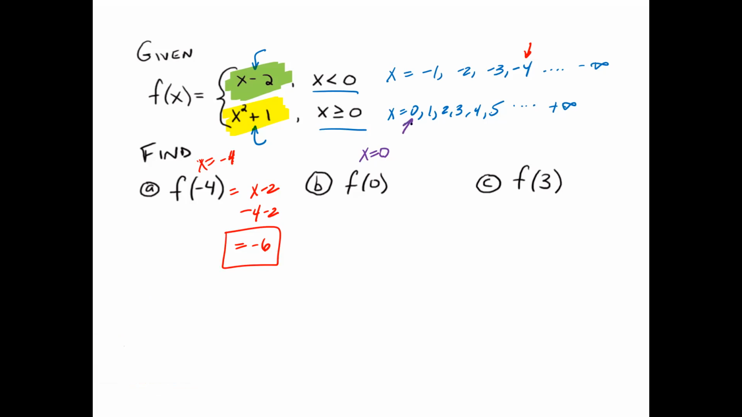Well, 0 is right here. So that means I have x squared plus 1, which is 0 squared plus 1, which is 0 plus 1, and it's just 1. All right, let's go on to C.